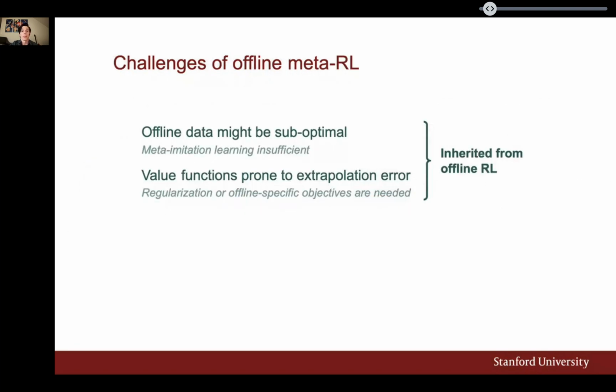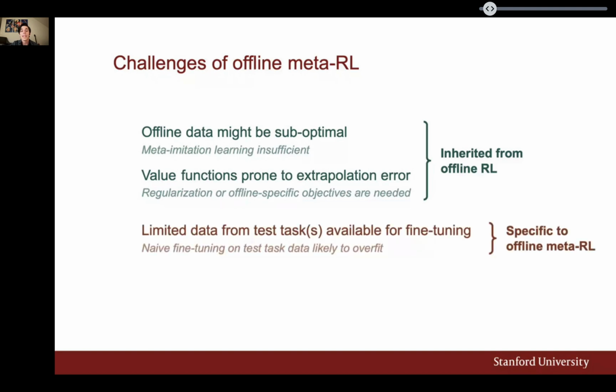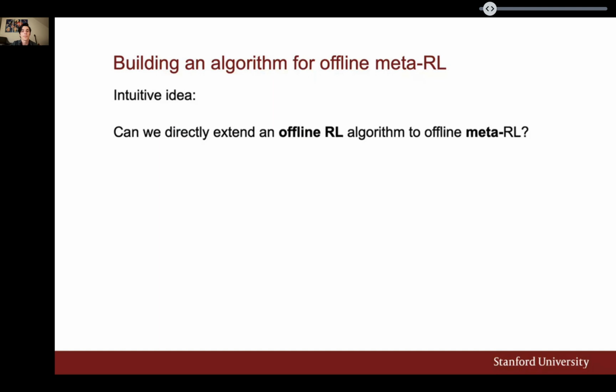The offline meta-RL setting brings with it several challenges. Some of these are inherited from offline RL. For example, the offline data might be suboptimal, and the value functions that we might learn on this offline data will be prone to extrapolation error. In addition, specific to the offline meta-RL setting, we typically will only acquire a small amount of offline data for the test tasks, which means that our algorithm needs to be intelligent in order to not overfit to this small amount of data. So what might an algorithm for this setting look like?